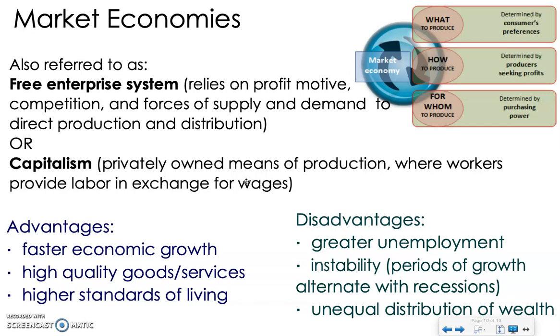So this idea of supply and demand, if there is in a market, which is a place or situation where people can buy goods and services, when they negotiate or come to an agreed upon price, that's going to dictate what and how much of something is produced. You've probably heard it referred to as a free enterprise system, so it's going to rely on profit motive. People produce things based on what drives profit, what people are willing to pay for it, competition, forces of supply and demand to direct production and distribution is what's really going to answer those economic questions.